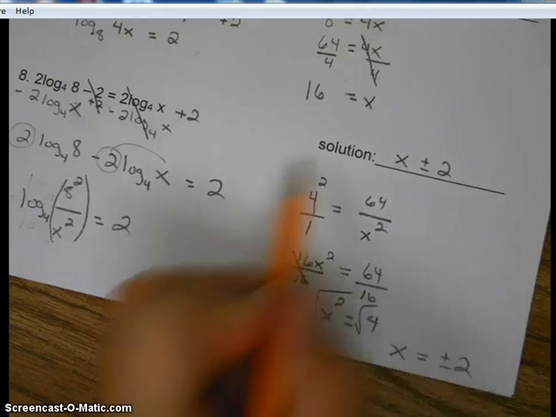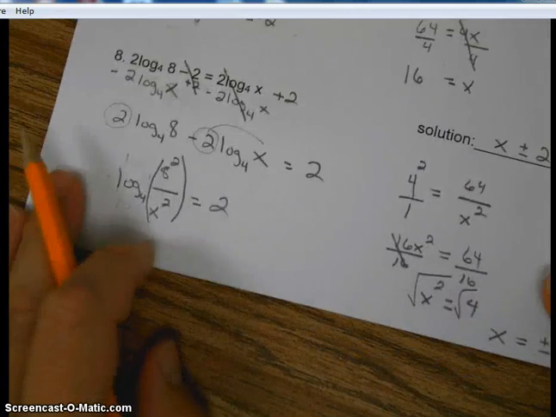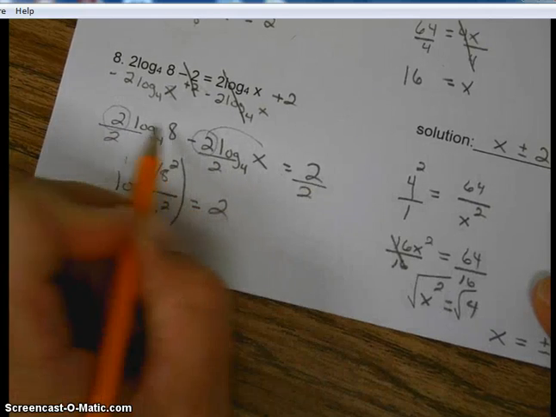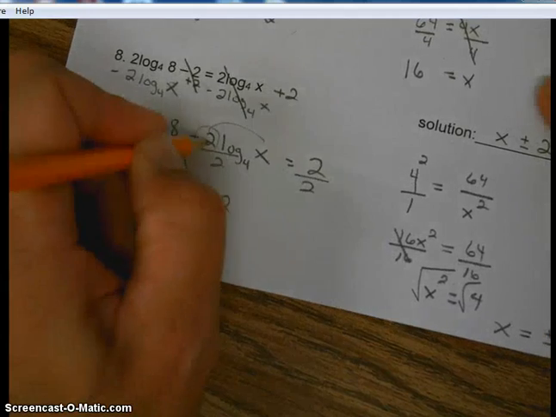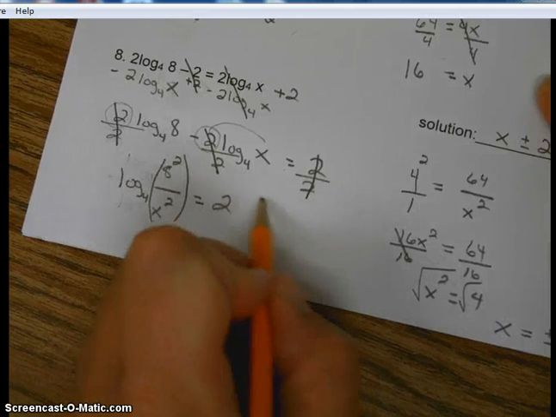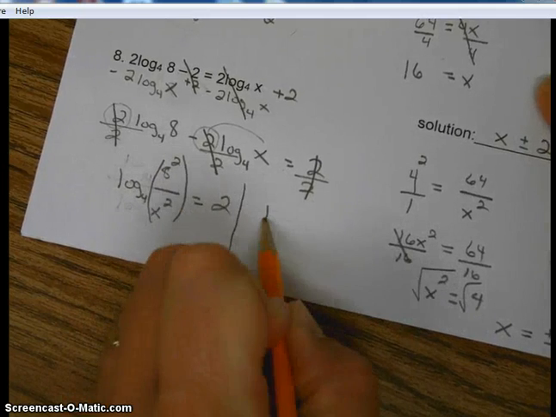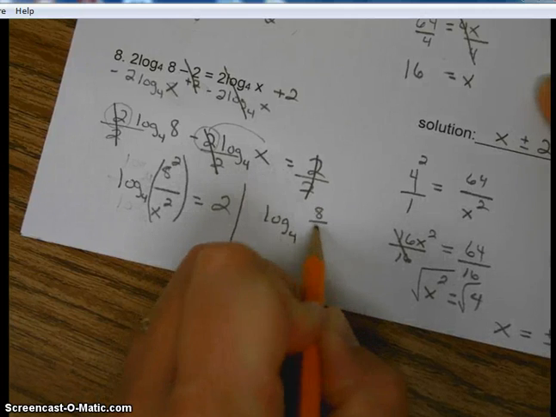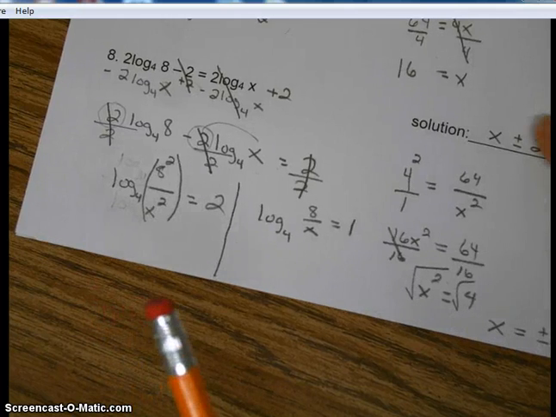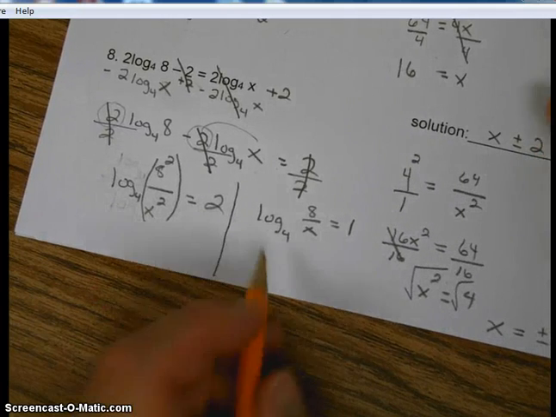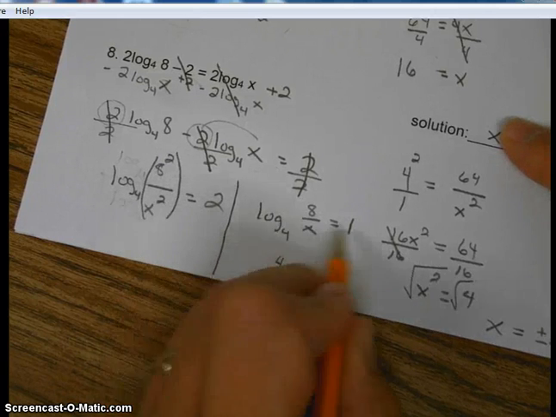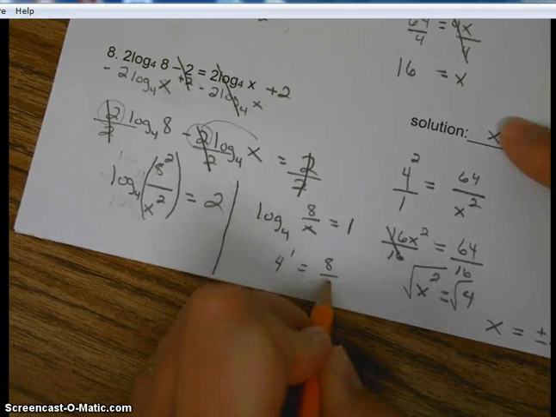Now, this problem would have been a little bit easier if we had divided everything by 2 back here, not the argument. So that would have given us, if we had done that route, 8 over x equals 1. And I think we're going to come up with an issue here. Actually, we're not. It brings up another very important thing. 4 to the first power is equal to 8 over x.